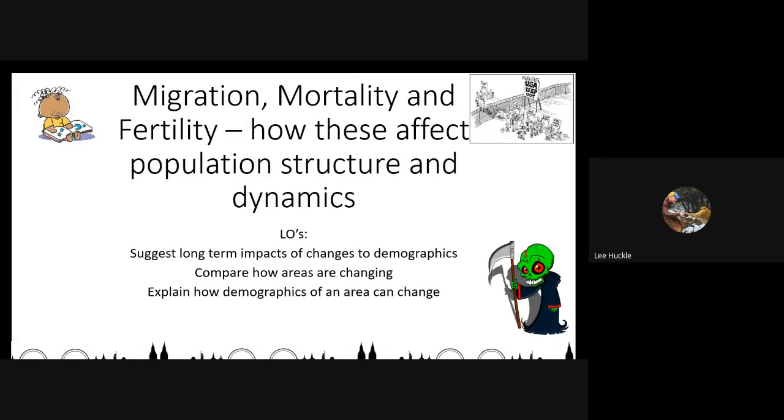And that led us very nicely onto the next part of EQ1, which is looking at migration, but then looking at mortality and fertility and how these factors affect the population structure and the dynamics of a country such as the UK. So you'd have explained how demographics of an area can change over time. You'd have compared how areas are changing. And then you'd have suggested long-term impacts of changes to those demographics.